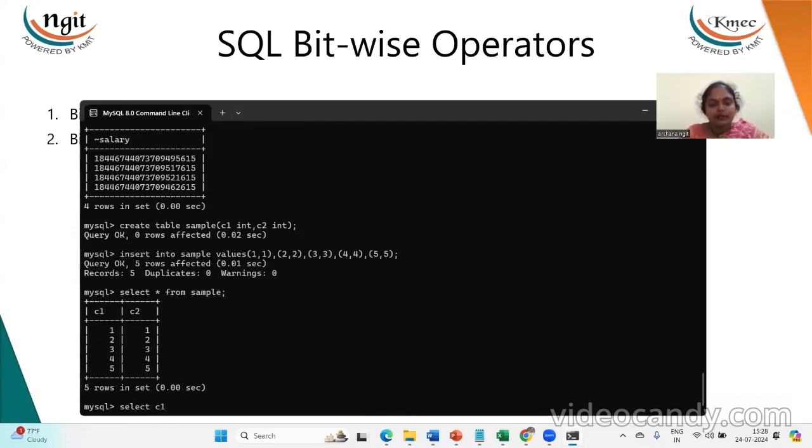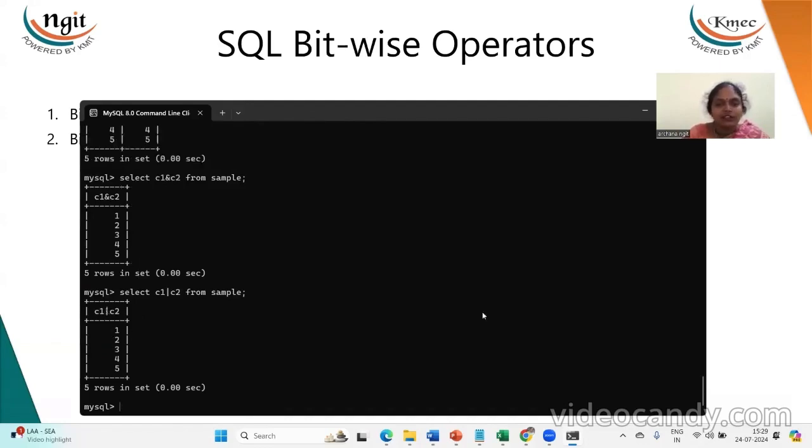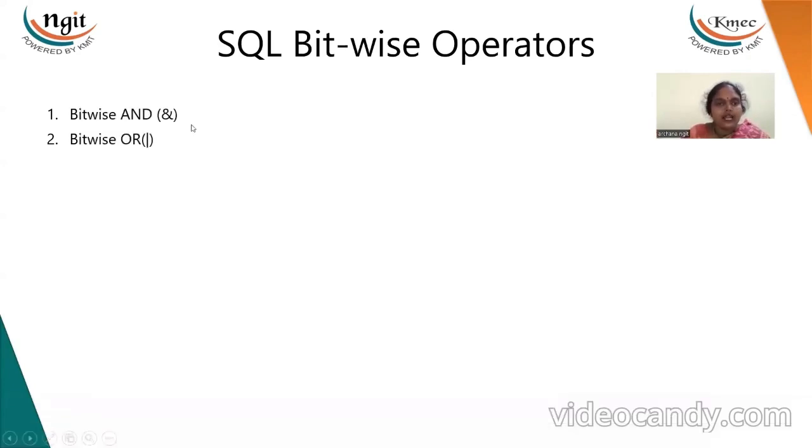Select C1 bitwise AND C2 from sample. So now it has performed the AND operation upon the values of the C1 first record element and the C2 first record element. 1 AND 1 will give you 1. It performs bitwise AND operations upon these data elements. Now let us apply the OR operation upon this. So we'll get the values. This is for bitwise AND and then OR.